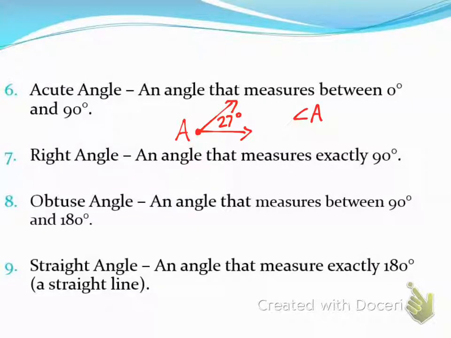A right angle is an angle that measures exactly 90 degrees. So that one should look most of the time like a capital L. But it could be flipped around in a different orientation. So it could be turned or something like that, right?